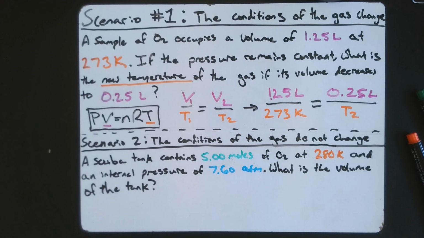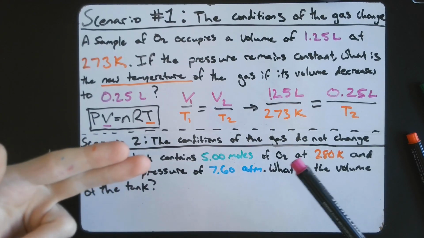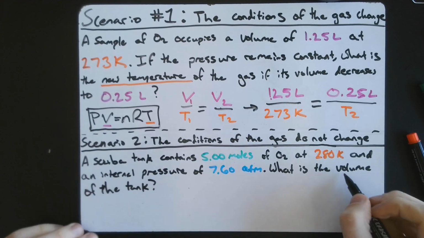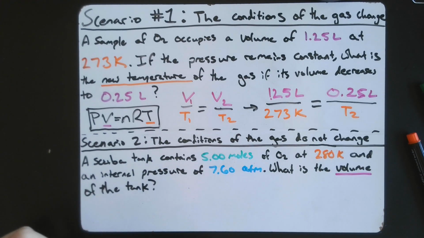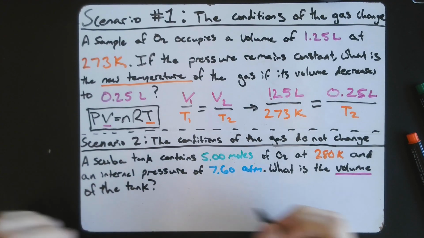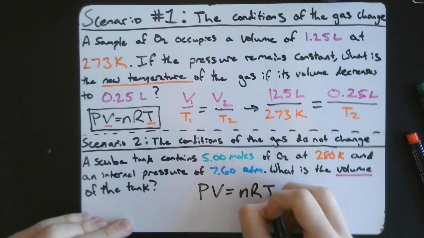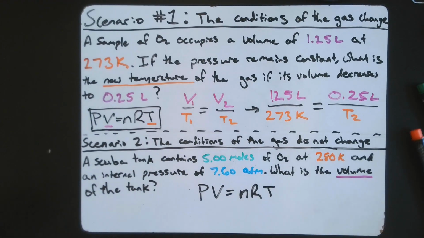So nothing here is changing, but I think something that is interesting is that we're given a new variable. We have 3 variables now. We have moles, we have pressure, and we have temperature. And the question is asking us for volume. So in these types of problems, you can just use PV equals nRT because nothing's changing, right?